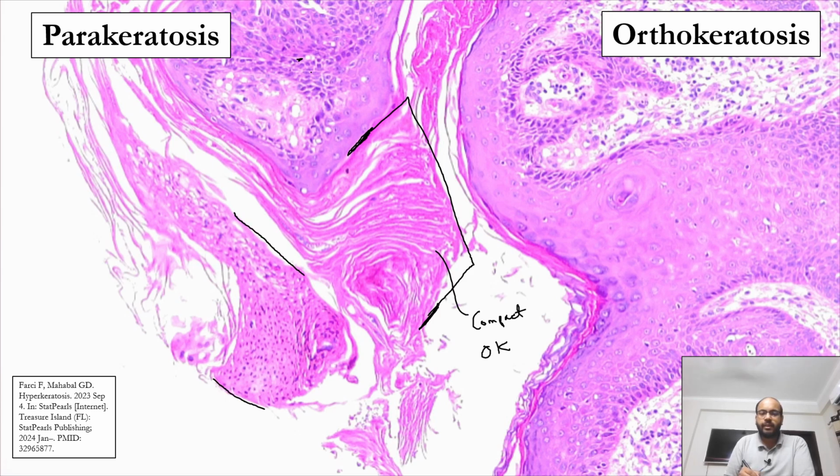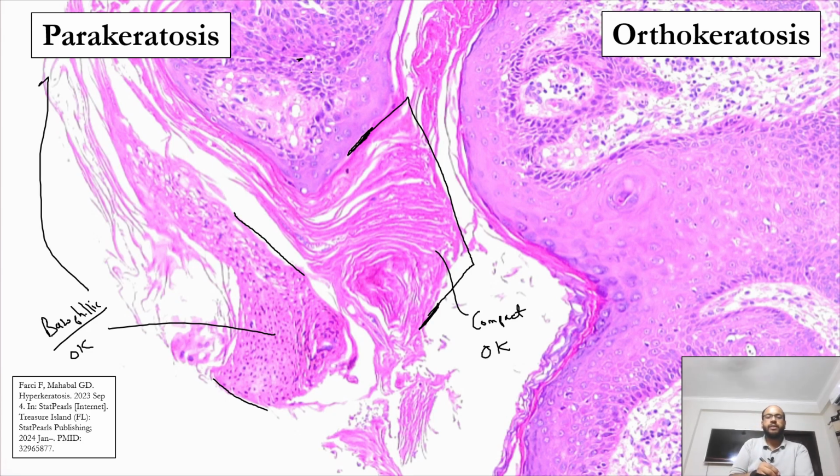But look at this area. Can you see it is filled with basophilic nuclei? And what do we call the structure when you see nuclei in the stratum corneum? We call it parakeratosis. So in the same picture, you can see orthokeratosis, you can see parakeratosis, and there are multiple disorders where you will see alternating orthokeratosis and parakeratosis. Mention in the comment section if you know at least one of these disorders, a very characteristic histopath finding, alternating ortho and parakeratosis.